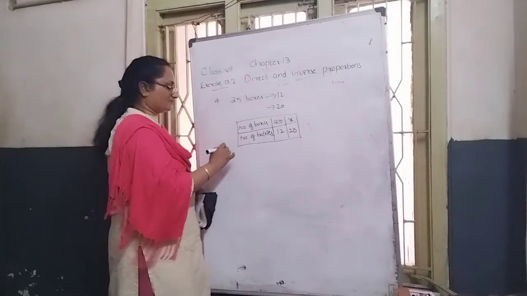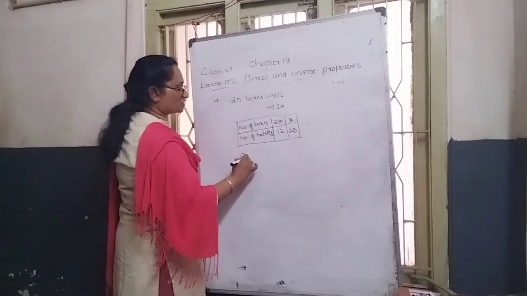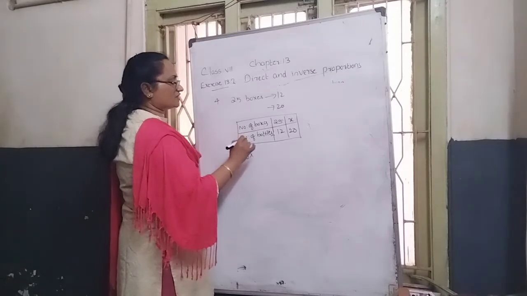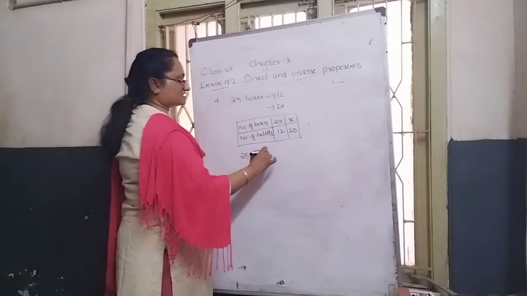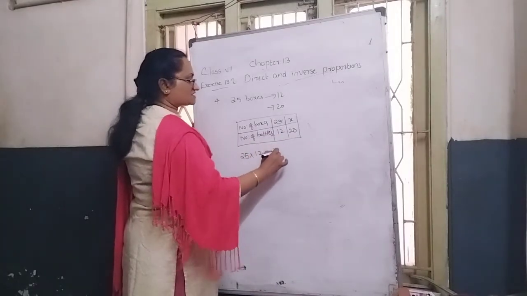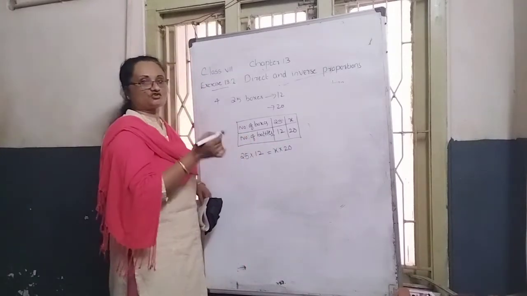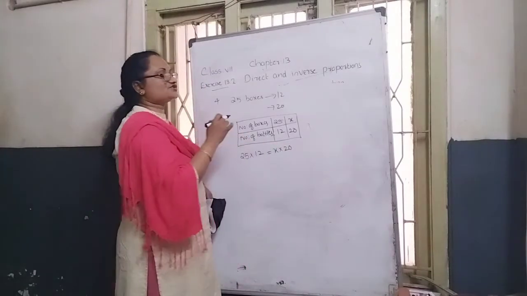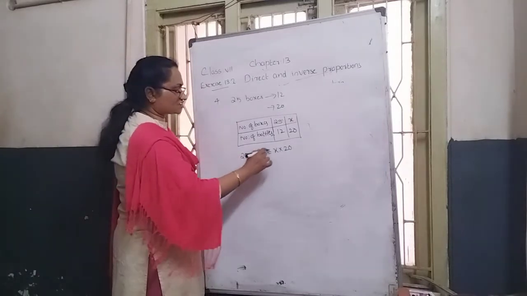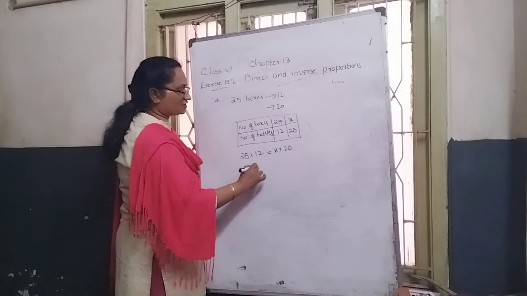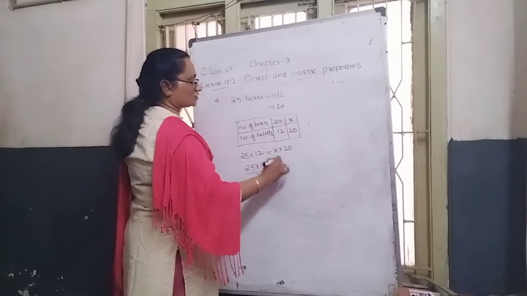That is the question. That means, suppose 25 boxes are there, and in those 25 boxes each box keeps 12 bottles. Then suppose X boxes are there, and the bottles are 20. How many boxes can we keep them in? How to find the X value? So 25 into 12, 20 brought to the opposite side comes to be the denominator, equal to X.